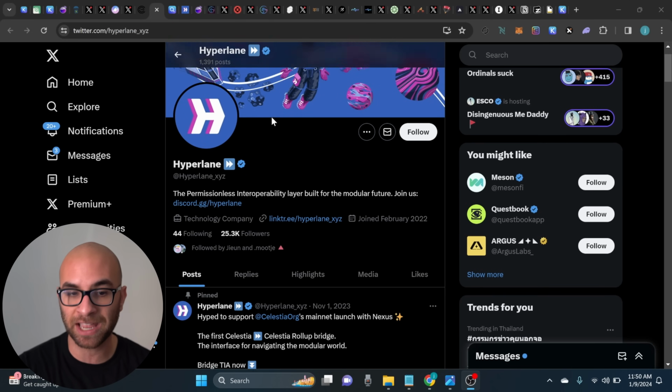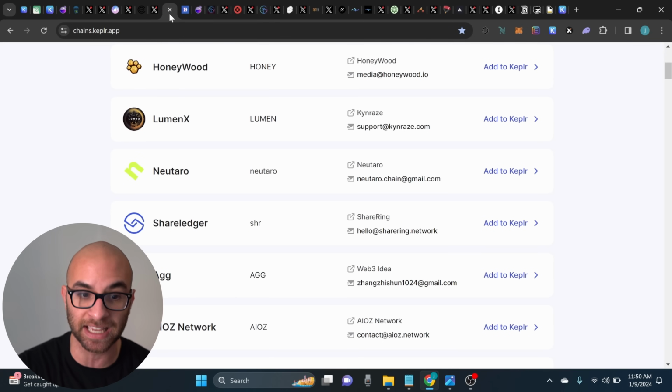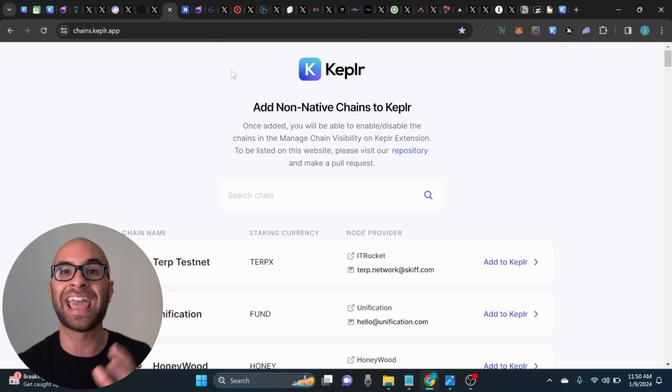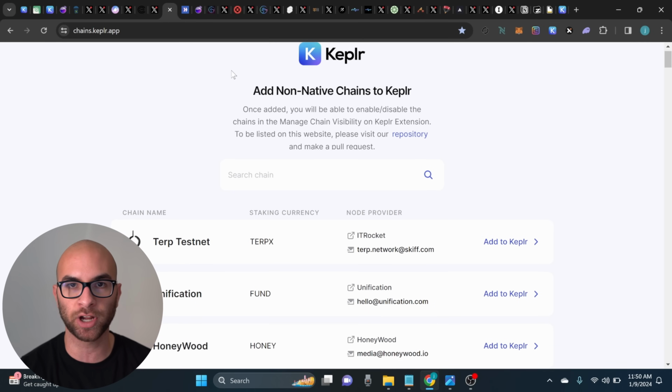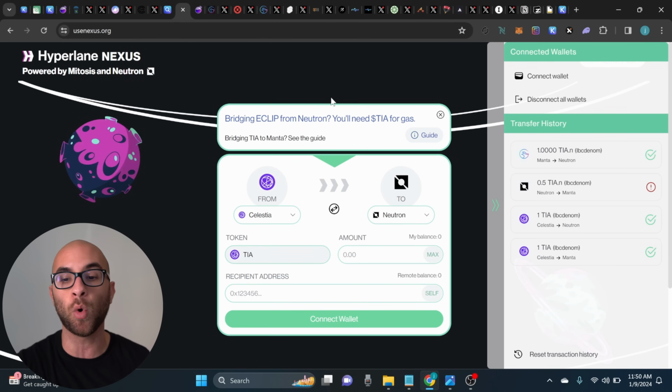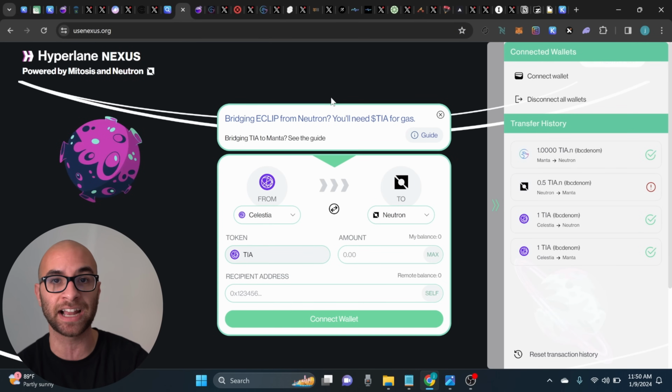Now, in order to participate in this one, you are going to need to stake TIA, and you're also going to be able to go on their whole entire site and do some bridging. Now, before you can bridge, you need to make sure that Neutron is added in your wallet if you haven't already done that, and then you'll be able to go on their main site and actually connect both your Celestia wallet as well as your Neutron wallet.